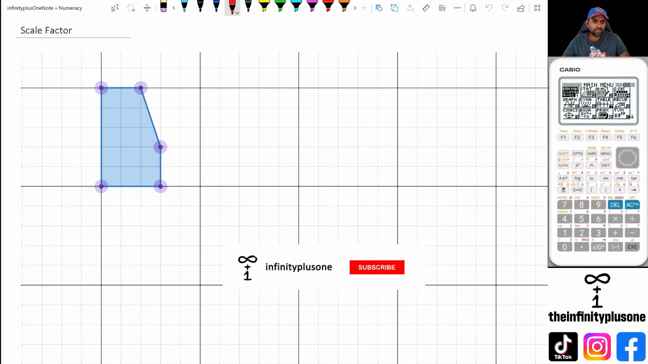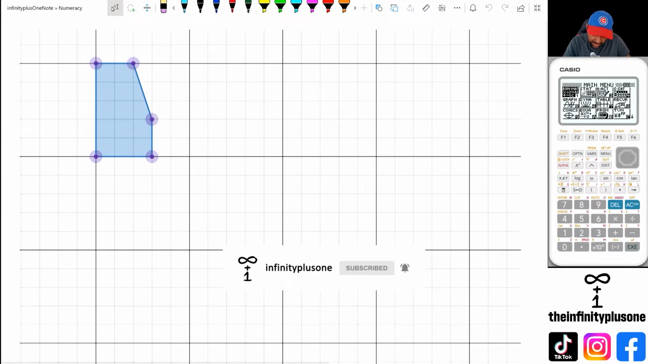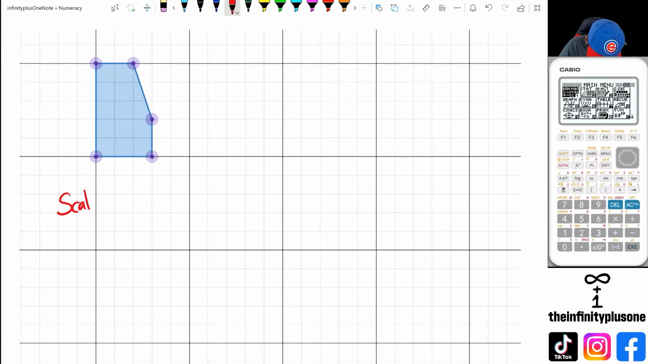Alright, so for this particular question, what I would like to do is increase this by a scale factor of 3. Cool. So what does that actually mean? It basically means I want to take this image and I want to make it 3 times bigger.